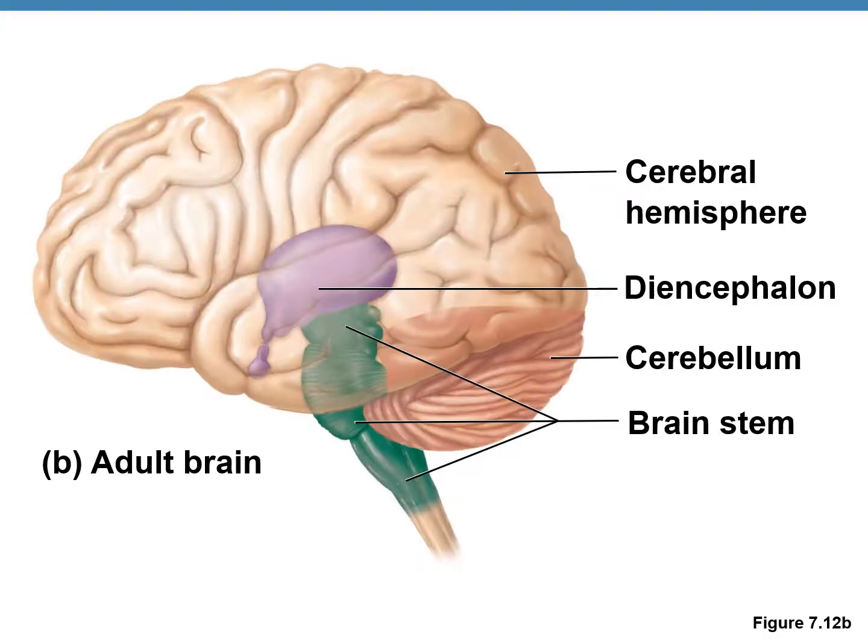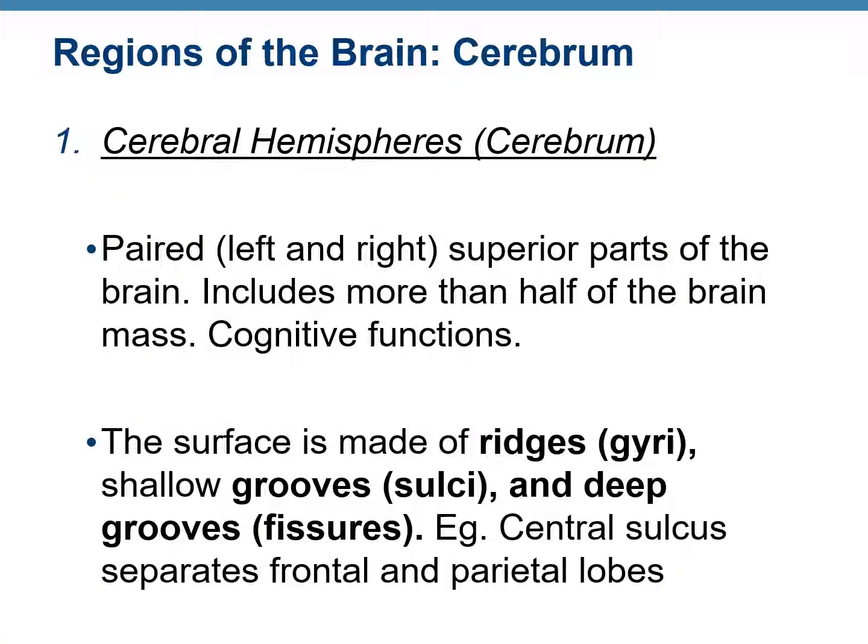This is the adult human brain with all the 4 regions. The most superior portion of the brain consists of 2 cerebral hemispheres, which are collectively called the cerebrum. The cerebrum is responsible for the brain's cognitive functions, including learning and language, conscious interpretation of sensory information, conscious planning of movement, and personality. Its surface consists of elevated ridges called gyri and shallow grooves called sulci.